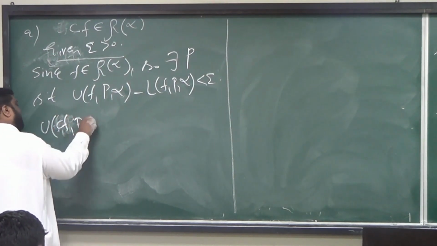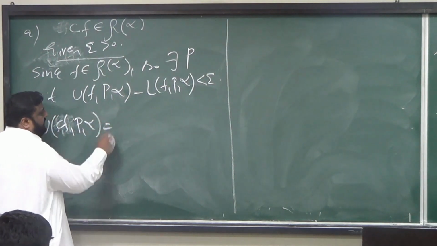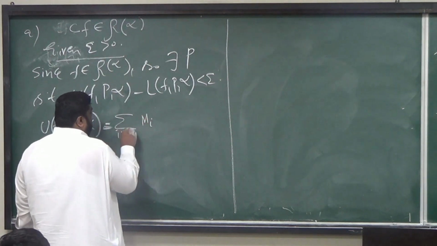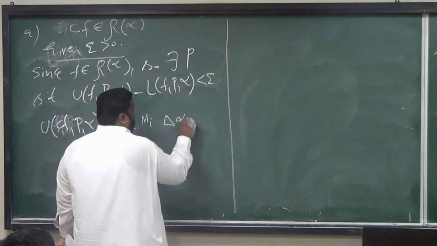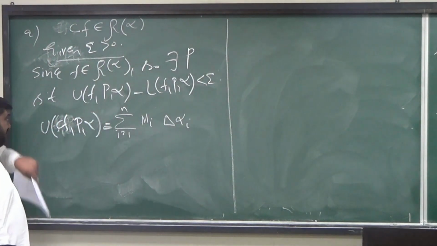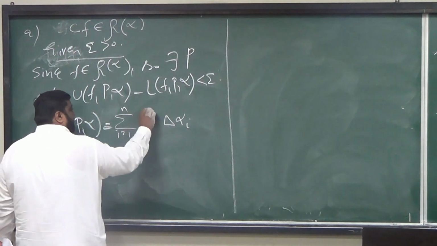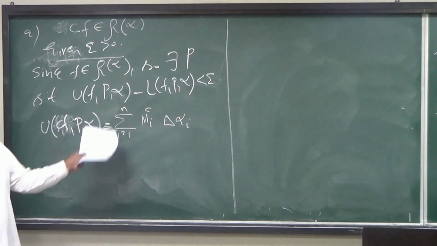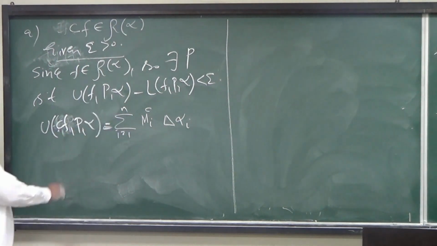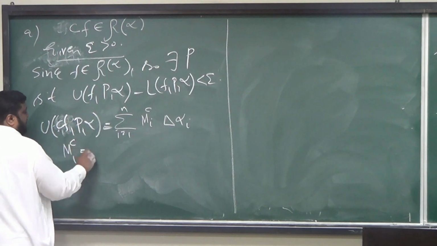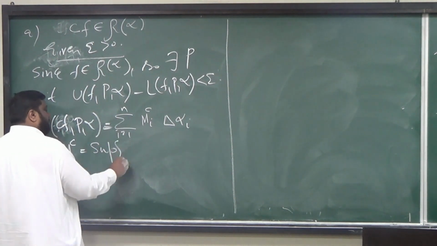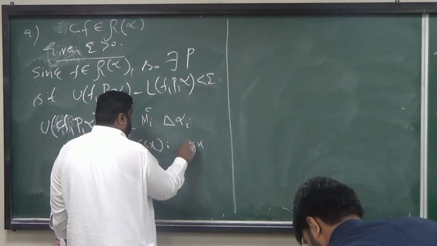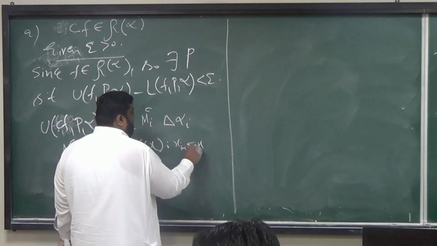So you have U(cf, P, alpha). This is equal to the sum of capital M_i, i equal to 1 to n, times delta alpha_i. Let's call it M_i, but with respect to c. It's not power c, but I'm just symbolizing it. Now, what is this M_i of c? It is the supremum of cf(x) such that x is between x_{i-1} and x_i.